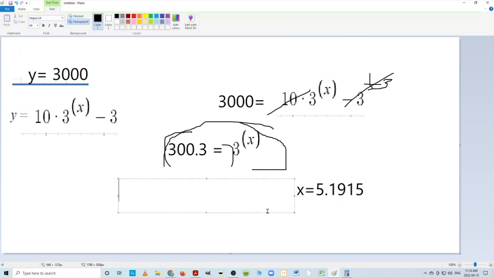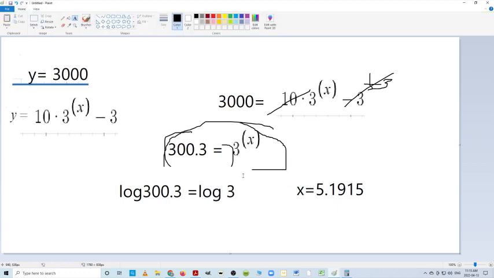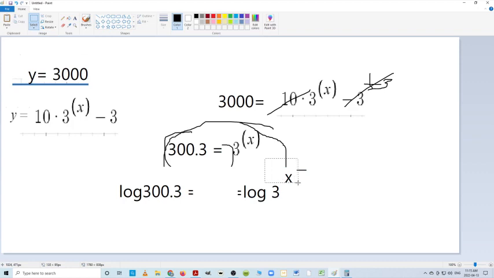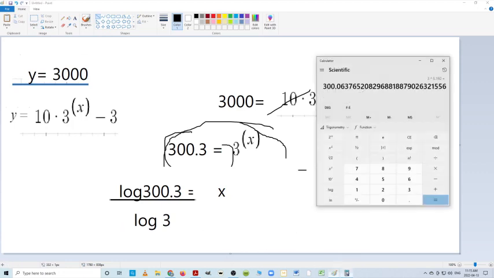So I take a log of both sides. The rule of log says I can bring that x down in front as a multiplier. So it's x times this. To get x all alone, I'm going to divide both sides by log of 3. And it turns out I'm going to find my exact x value by taking the log of 300.3 and dividing it by log 3.